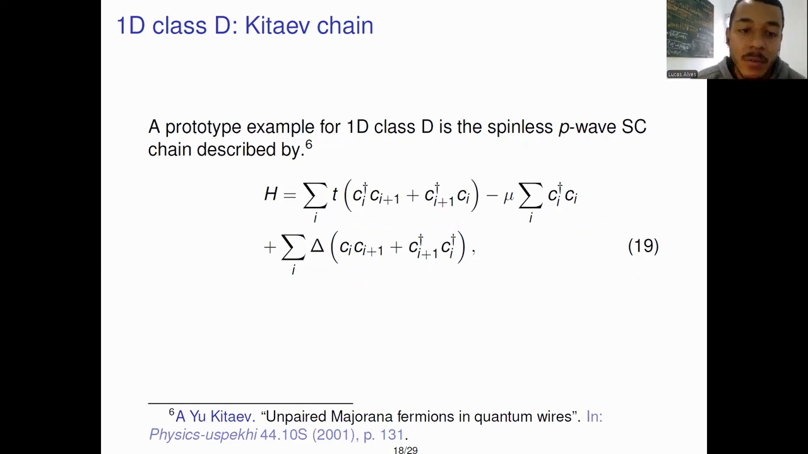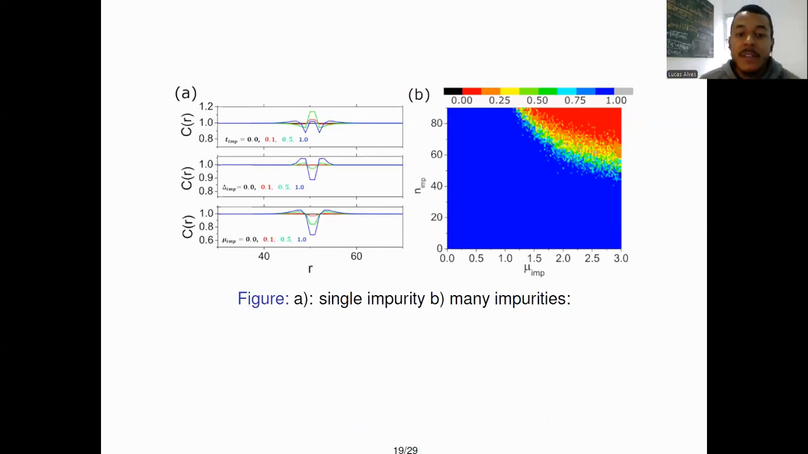Another one-dimensional model we study is the Kitaev chain, where T represents the hopping between sites. Mu is the chemical potential, and we also have this parameter delta here that will induce pairing between nearest sites. We can see what happens when we change locally different parameters, and we can see that in those cases a single impurity does not destroy the topological order.